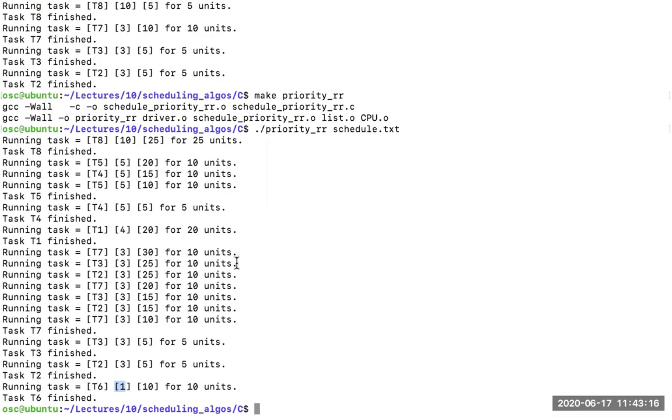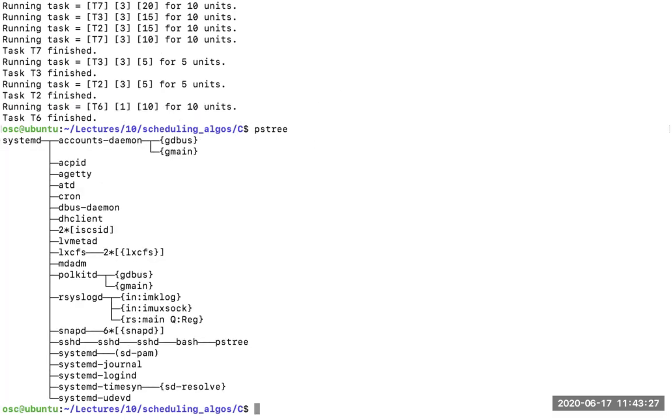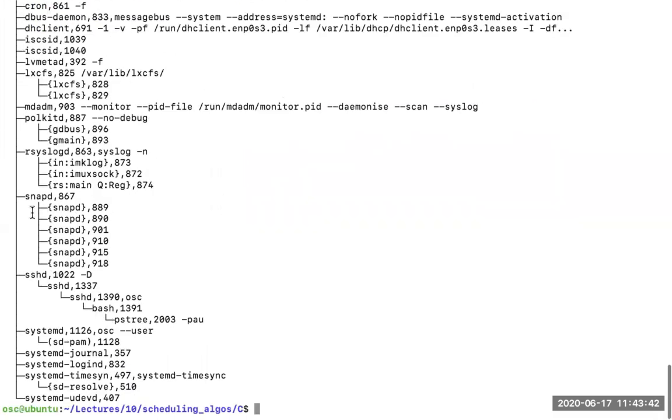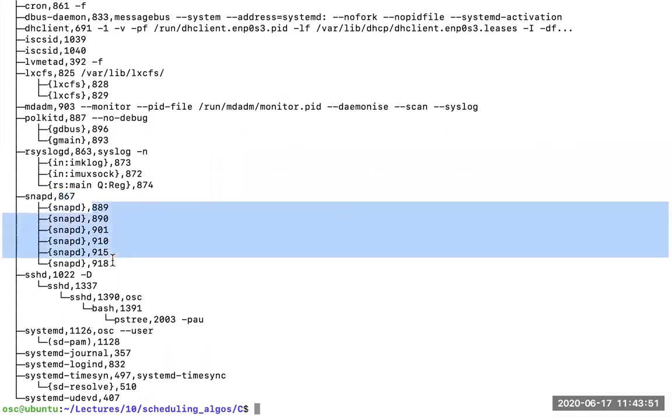Now this is what I wanted to show. In addition to it, if we want to look at the scheduling of a real-time process, if we remember, there is a ps command that will showcase all the processes that are running. So if I run it, it will show me all the processes and their IDs along with their threads. So here you can see snapd is a process with process ID 867, and it has a number of threads running for it.